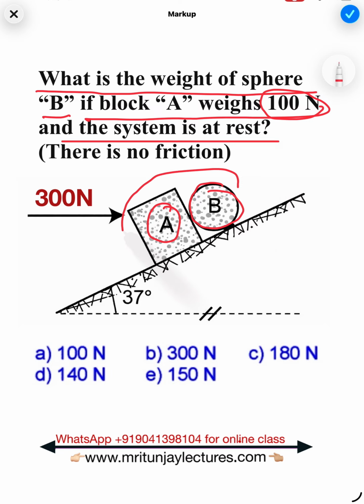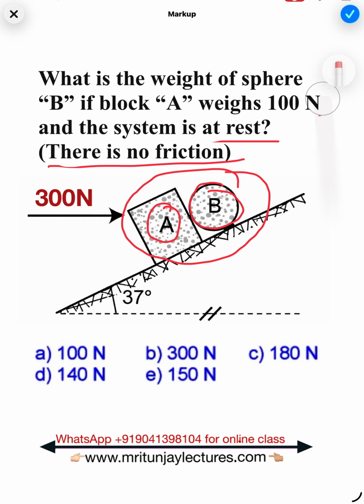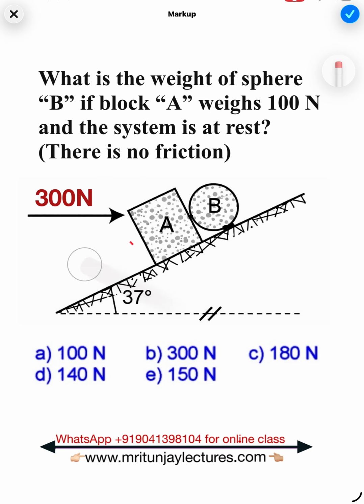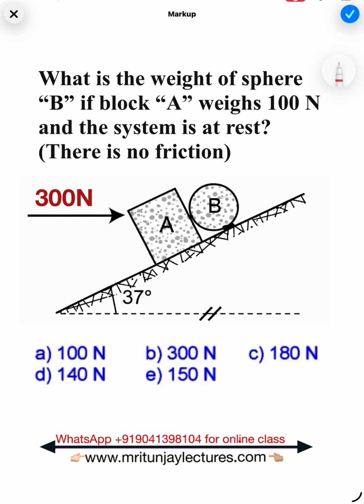Whole system at rest means the whole system is in equilibrium and there is no friction. So basically here, no friction. Okay. So what about the weight of W? Weight of B block. Simply, first we focus on one by one. Okay, first of all make a free body diagram of block A.